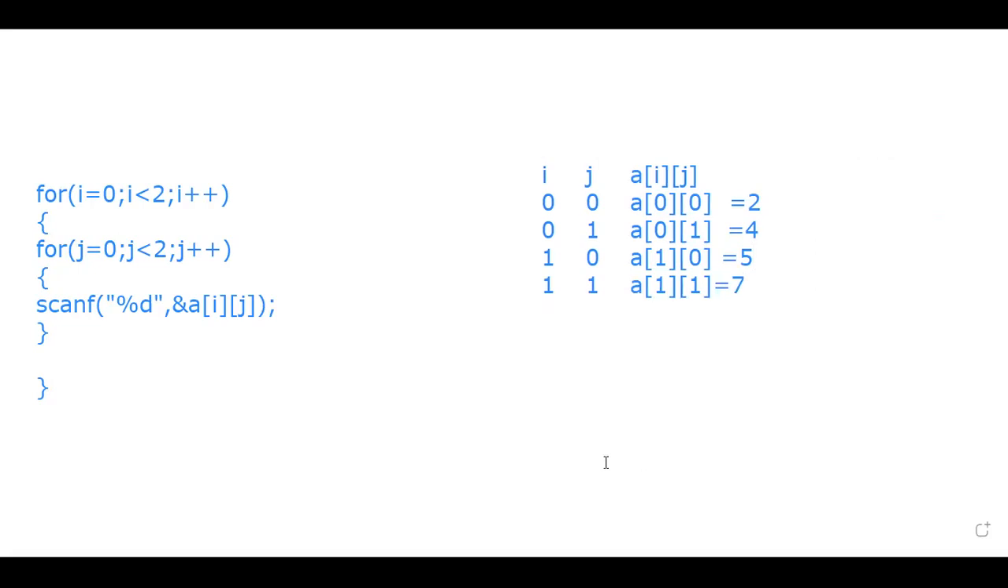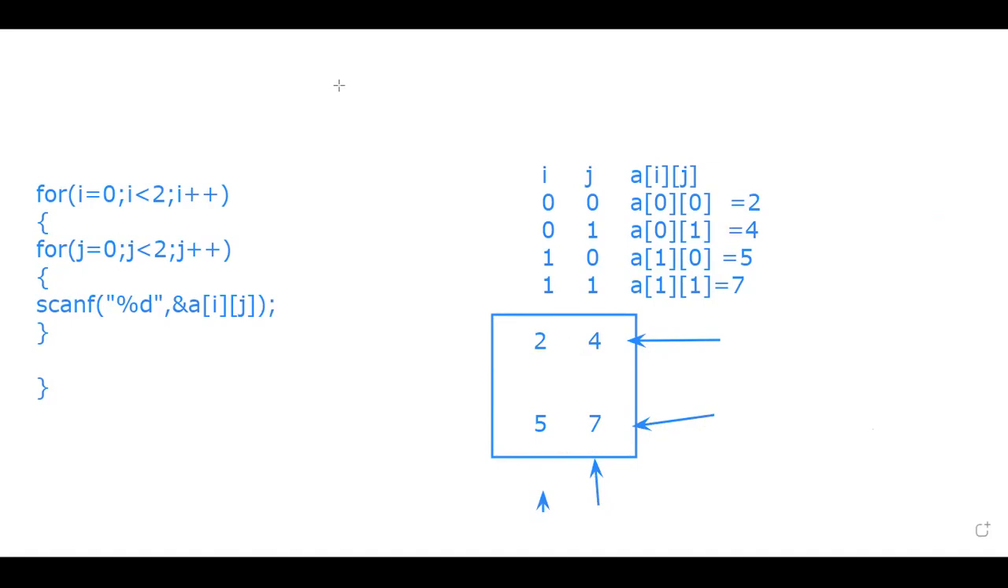Now what will the array look like? Here the first element is 2, the second element is 4, the third element is 5 and the fourth element is 7. This is the representation of the array. You can compare: this is the 0 row, this is the first row, this is the 0 column, and this is the first column. So 0, 0 means this element.